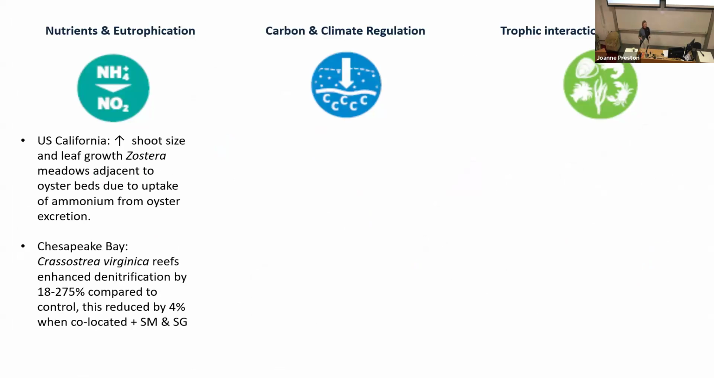So here are some examples of functional connectivity relating to nutrients and eutrophication. In California, there was increased shoot size and leaf growth of zostera meadows adjacent to oyster beds due to uptake of ammonia from the oysters excreting. In Chesapeake Bay, when you had oyster reefs compared to no oyster reefs, denitrification, which is removal of biologically available nitrogen into nitrogen gas, increased up to 275%. And it only reduced slightly when co-located with salt marsh and seagrasses, probably because they did a lot of the job too.